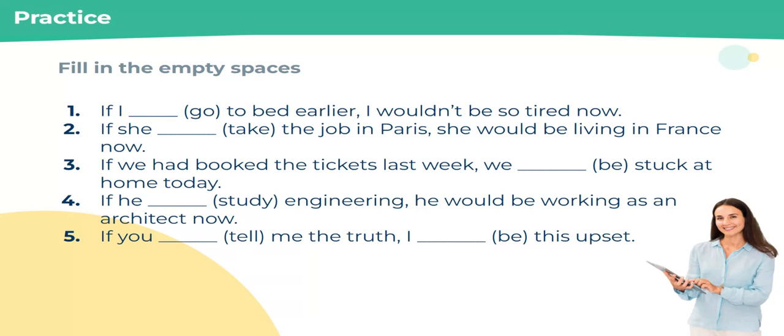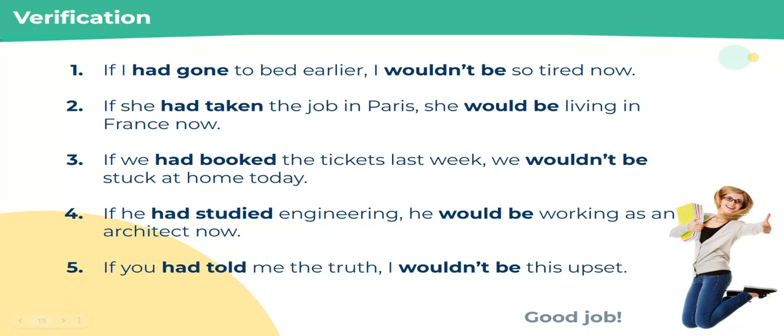Okay, well, let's have a look at the correct answer. Here we go. So there they are, those sentences completed. So again, well done to everyone who participated there in the chat. Okay, so I'm going to read through the list again. Number 1, if I had gone to bed earlier, I wouldn't be so tired now. Number 2, if she had taken the job in Paris, she would be living in France now. Number 3, if we had booked the tickets last week, we wouldn't be stuck at home today.